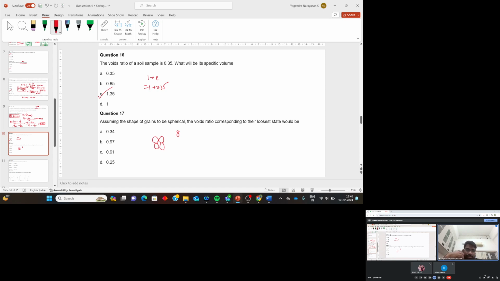Miss Vanita, are you able to understand? Yes, sir. So, what will be the VS? So, voids ratio is V by V S. So what will be V S here? 8 into what is the volume of sphere? 4 by 3 pi, D by 2 cube. So, 4 by 3 pi d cube. This is volume of solids.